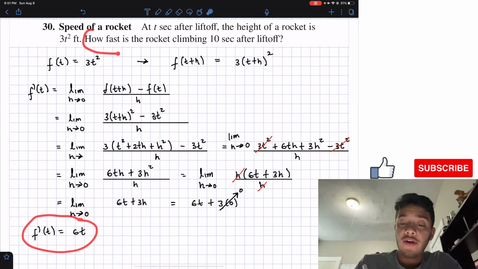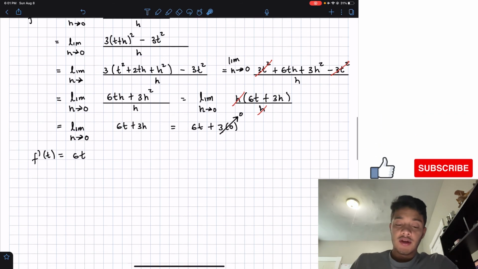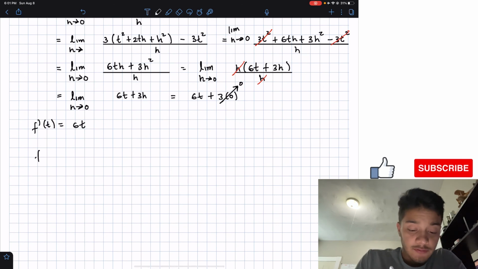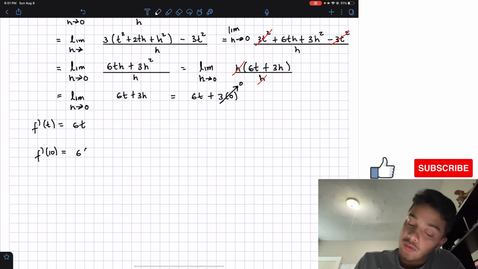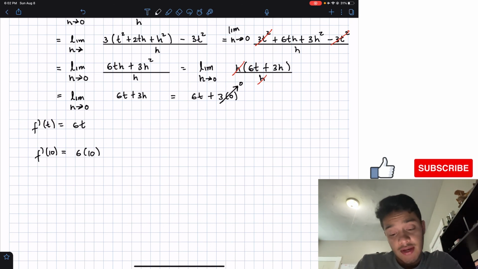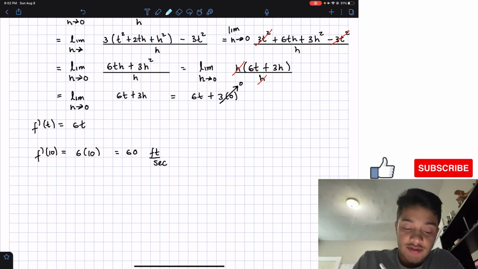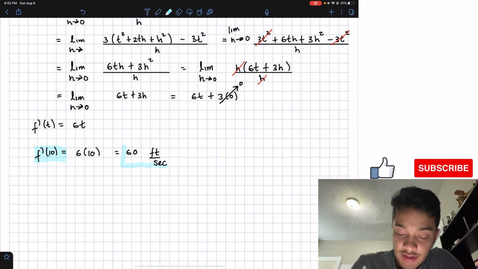Now the question says, how fast is the rocket climbing 10 seconds after liftoff? So we want to find the speed when time is equal to 10 seconds. We're going to replace our t for 10, and we will have 6 times 10. That will give me 60 feet per second. Okay, and this, for our speed at 10 seconds, should be our answer, 60 feet per second.